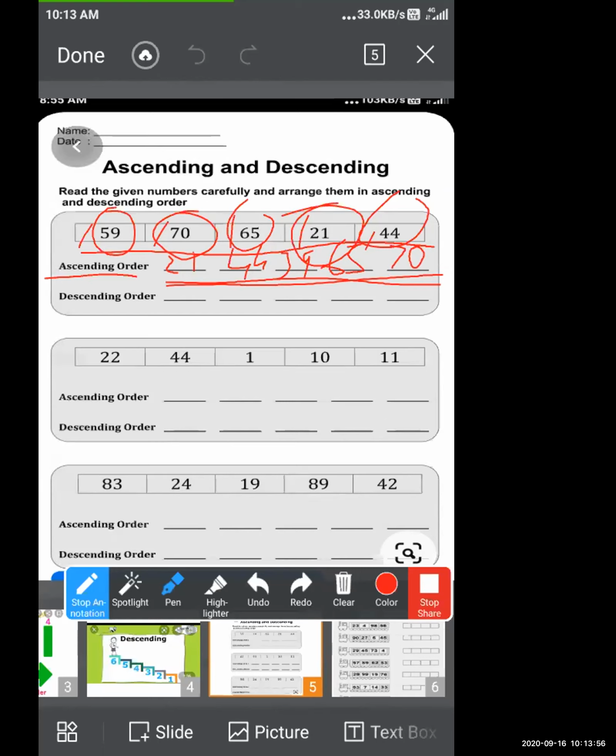Now the descending order. When we write any numbers in descending order, first we write the bigger number. 70 is the bigger number. After that 65, then 59, 44, and last the smaller number is 21. Clear?